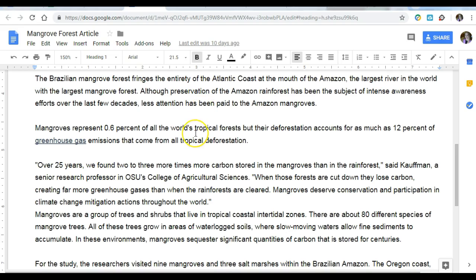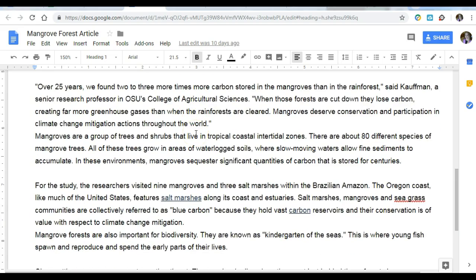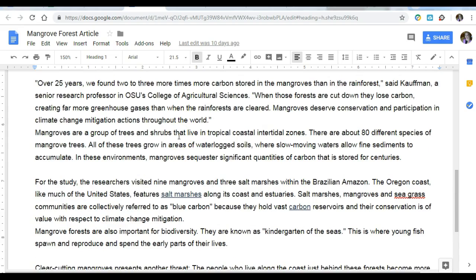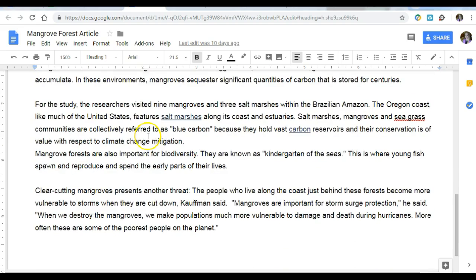Mangroves are a group of trees and shrubs that live in tropical coastal intertidal zones. Okay? There are about 80 different species of mangrove trees. All of these trees grow in areas of waterlogged soils where slow-moving waters allow fine sediments to accumulate. In these environments, mangroves sequester significant quantities of carbon that is stored for centuries.